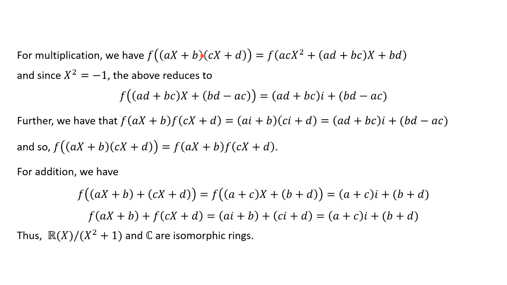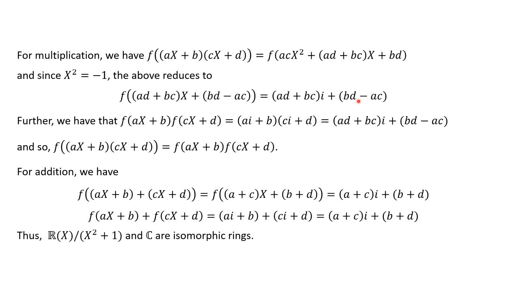First, we have f of the two terms multiplied together. Then we get AC x squared plus AD and BC times x, and then BD. But we know that x squared equals minus 1. So this reduces to this here. You notice we get a minus AC here. And then we just use our definition of the function, so the AD plus BC times i, and then plus BD minus AC.